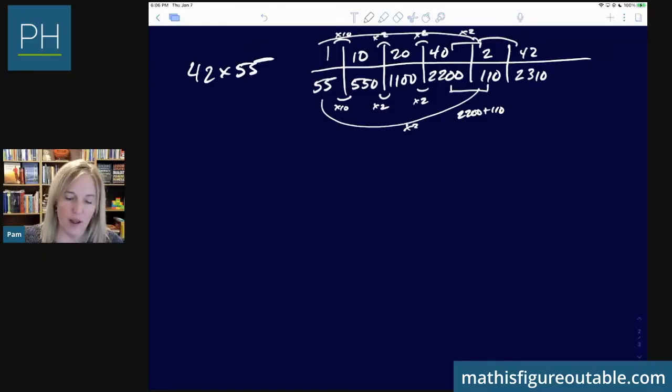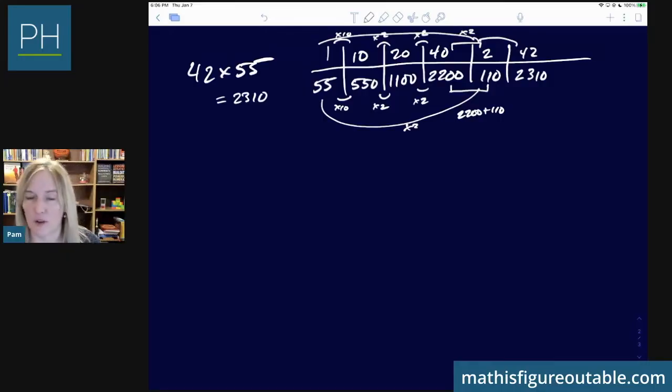So here's a way that we could find 42 55s. I've sort of thought about 55s. I found 10 of them, doubled that to 20 of them, doubled that to 40 of them. And I've got 2 of them. And I'm going to add them together to get 42 of them. And so I'm thinking 42 times 55 is equivalent to 2,310, if I did all that correctly. And hopefully you guys are going to be able to check me a little bit on there.